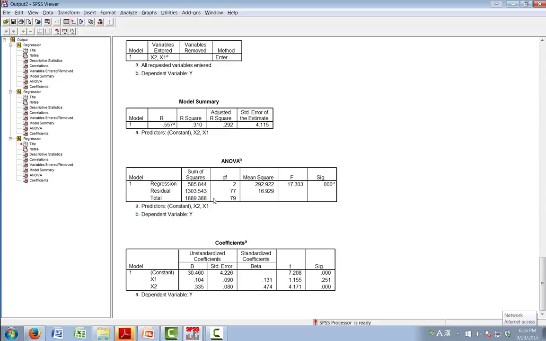But we have a different degree of freedom here compared to simple linear regression. Why? In this case the degree of freedom is 2. Why is this 2? Because we entered 2 independent variables. That's the reason we have 2 degrees of freedom. The residual and total degrees of freedom are exactly the same as before, in the analysis of variance concept and simple linear regression concept, right?